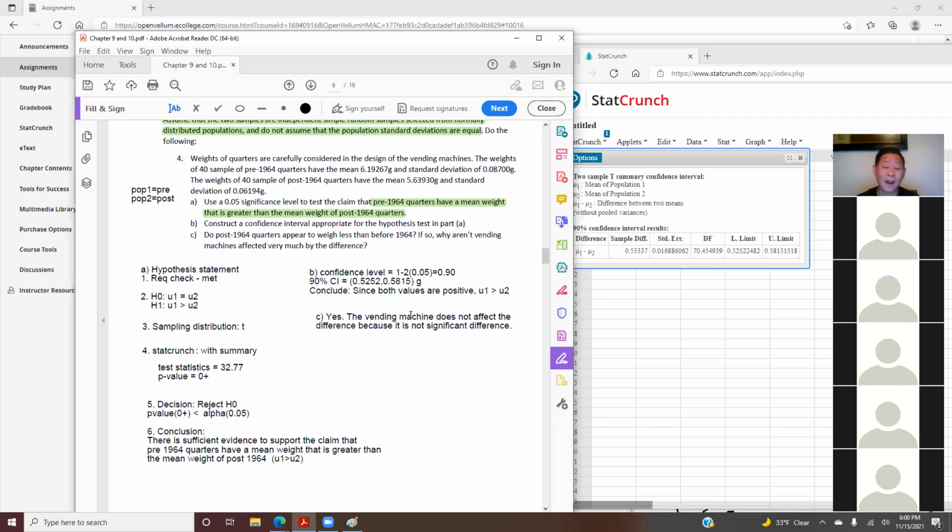Do you know how heavy 0.5 grams is? Is that heavy or not heavy? It's not heavy. It's like a paperclip. So 0.5 gram is like a paperclip. That's the reason why your vending machine can still accept both pre and post quarters, because the difference is just like a paperclip. So that's why I say the difference is not significant. That means it's not a very huge difference. It's very small, and that's why your vending machine can still take it.